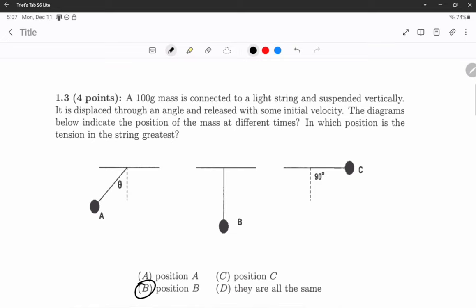1.3: you have a 100 kilogram mass connected to a light string and suspended vertically. It is displaced through an angle. So this is the first horizontal angle. Released with some initial velocity, okay. The diagram below indicates the position of the mass at different times. So this is the first instance, second instance, and then the third instance. You notice there's some initial velocity here, that's why it can end up at a higher position compared to the initial position.